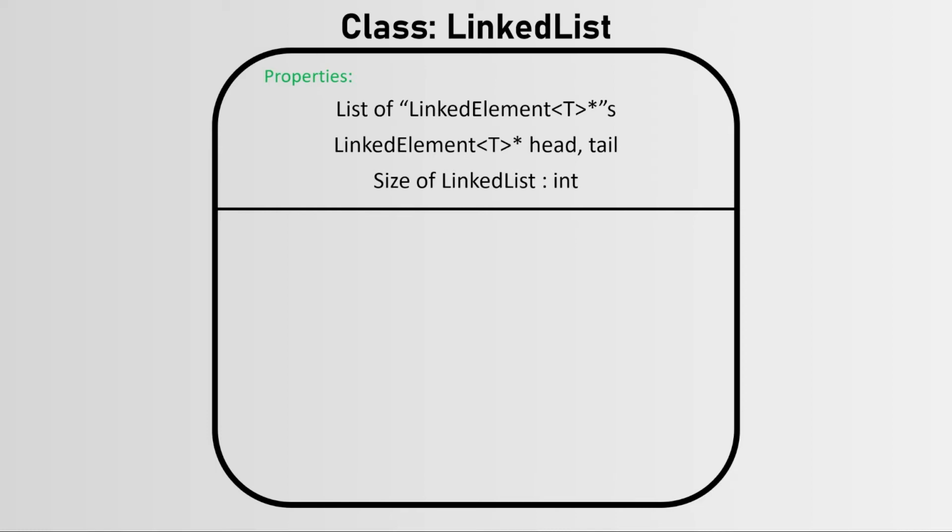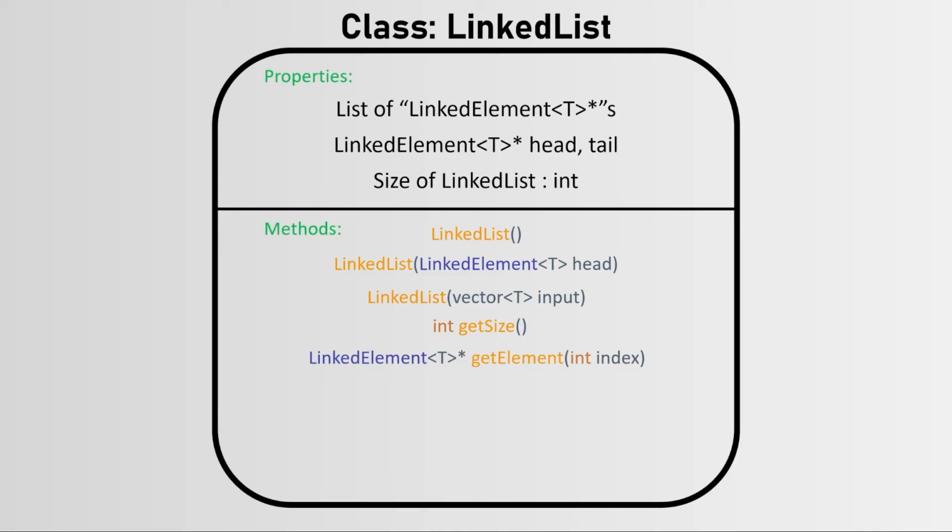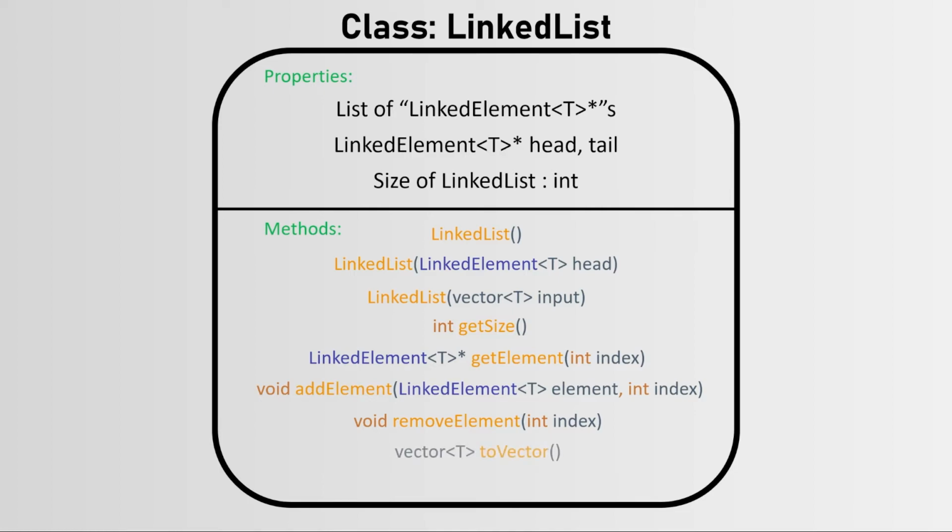Alright, now let's think of the methods we'll need for the linked list class. First off, let's think of our constructors. I want to allow the linked list to be created empty, with the first head element, and from an array or vector. Other methods could be getSize, getElement at index i, addElement at a certain index i, removeElement, and toVector to convert the linked list to a vector. The destructor should also be specified here. It should just free the space reserved for the elements of the linked list when we're done with it.